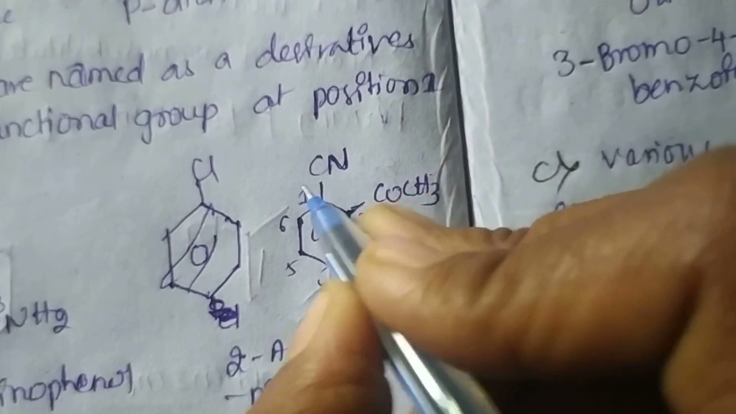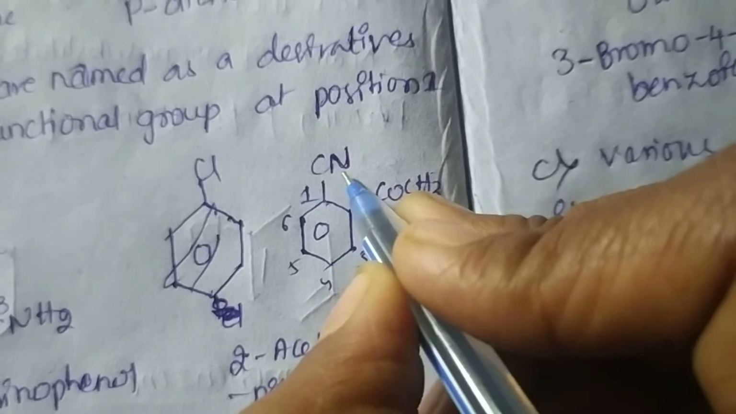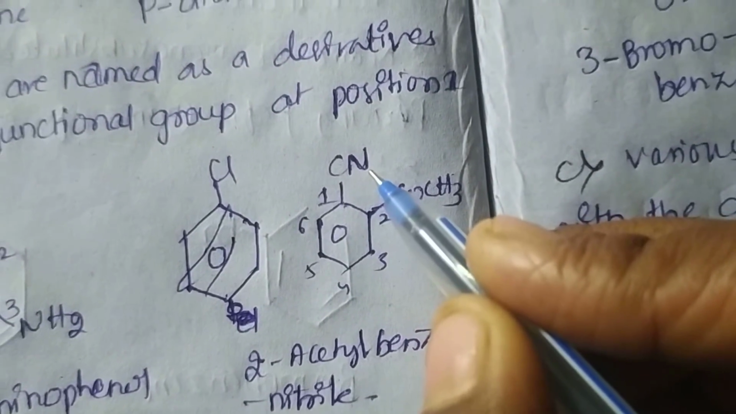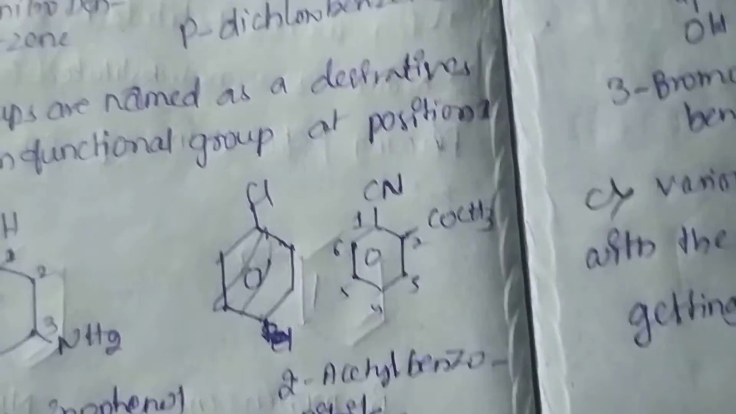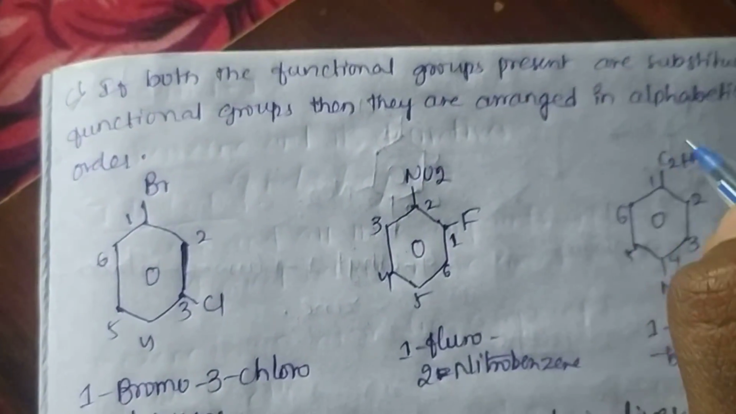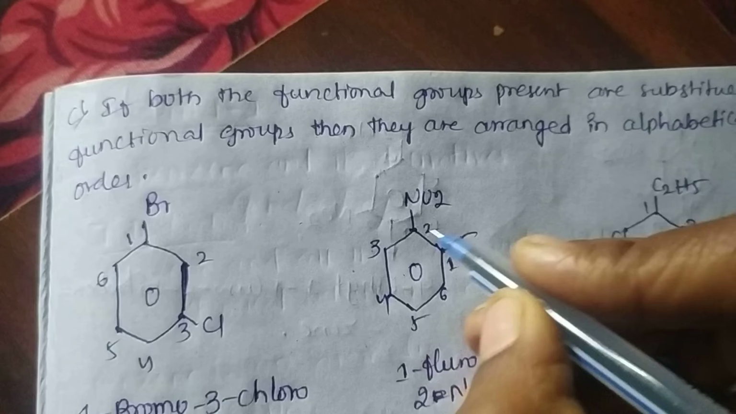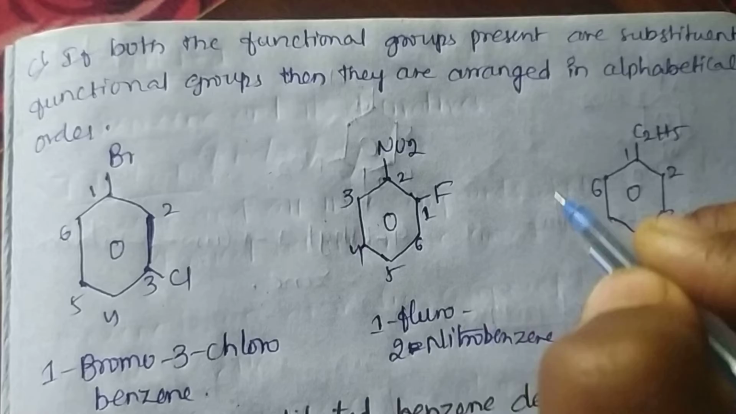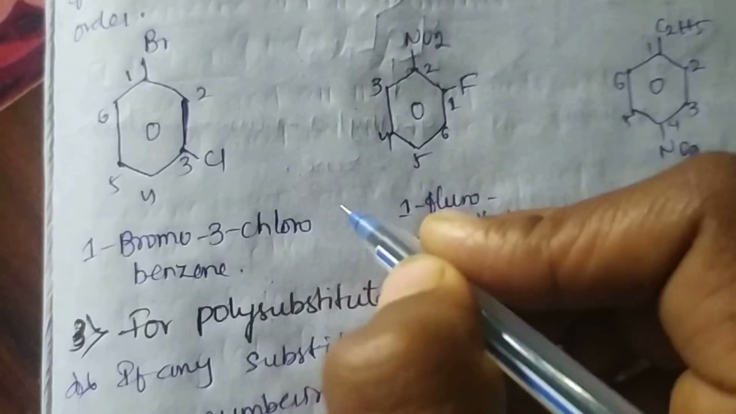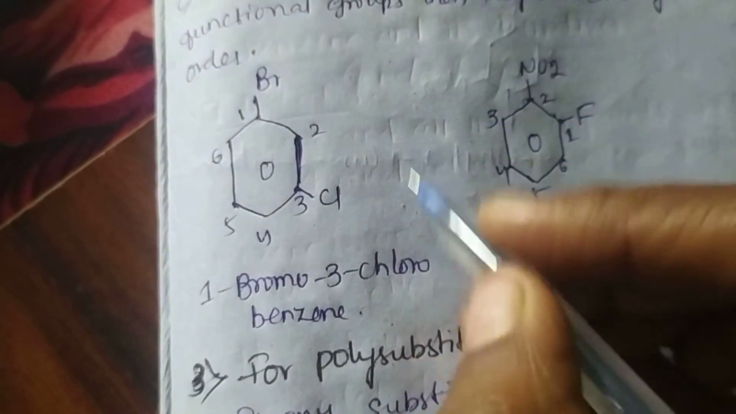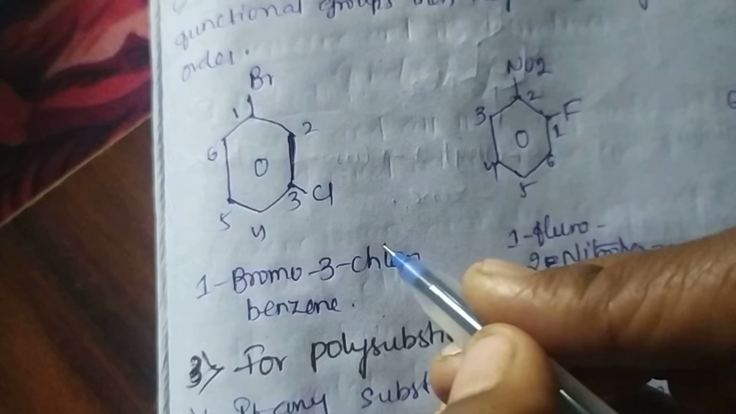So when CN is a substituent, it is given as a nitrile. When it is a functional group, it is considered as a cyano. And next, the third condition is if both functional groups are present as substituents, then they are arranged in alphabetical order. So different functional groups are attached, and it is named by the different groups, first in alphabetical order.